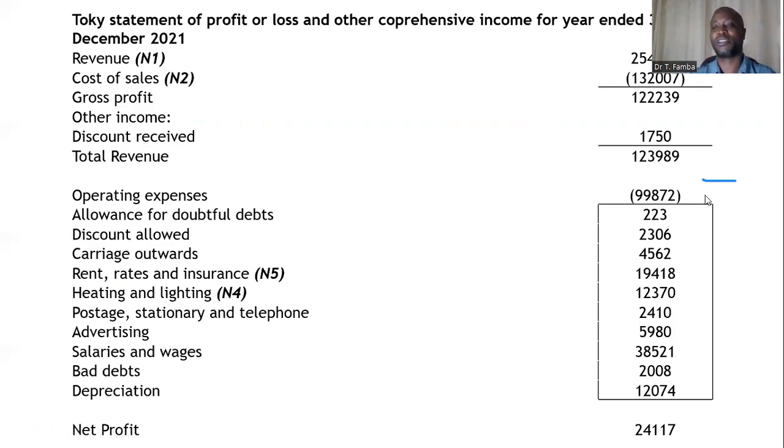If you have been watching or listening or taking notes, you should be able now to pick where the figure revenue is coming from, note 1, and cost of sales, note 2, then gross profit there, and then we have discount received, which we bring here to have the total revenue, which is this amount. Then we have our operating expenses, which is this figure here, and all these figures are what we have gotten from the notes.